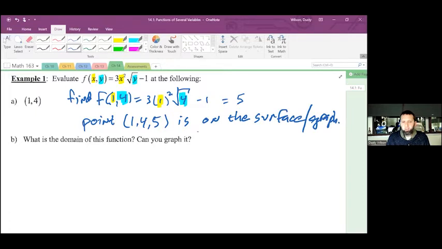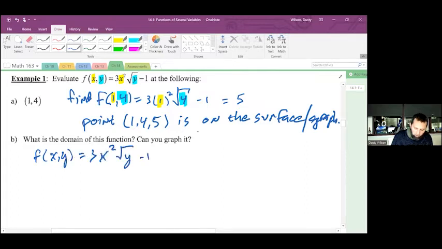The next question asks us, what is the domain of this function? And asks if we can graph it. So we're going to look back at the original function, and just like we did in pre-calculus, we're going to ask ourselves, f of x, y equals 3x times the square root of y minus 1: is there anywhere where this would be undefined? The thing that should come immediately to mind is there's this square root showing up. And we know that you cannot have a negative number under the square root. So that seems to be the only possible issue.